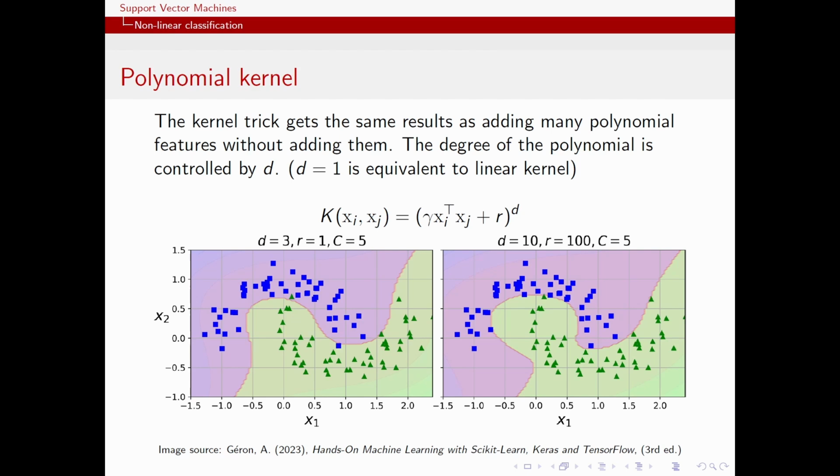Now, why we would like to use a polynomial kernel is if we need to capture curved decision boundaries. The line is no longer a straight line, but it is curved. And it is useful when the data has some sort of polynomial relationships.